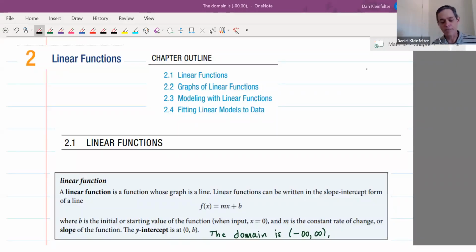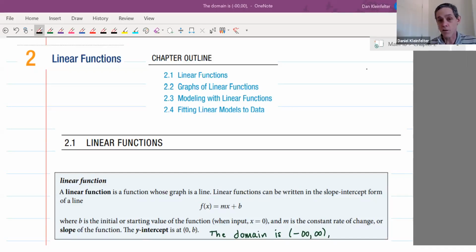Welcome back, everybody. In this video, we're starting up Chapter 2. We'll be looking at just a little bit of Section 2.1. Chapter 2 is about linear functions. Before we get into the content, we want to take a quick look at just what the chapter is about. So the chapter is about linear functions.